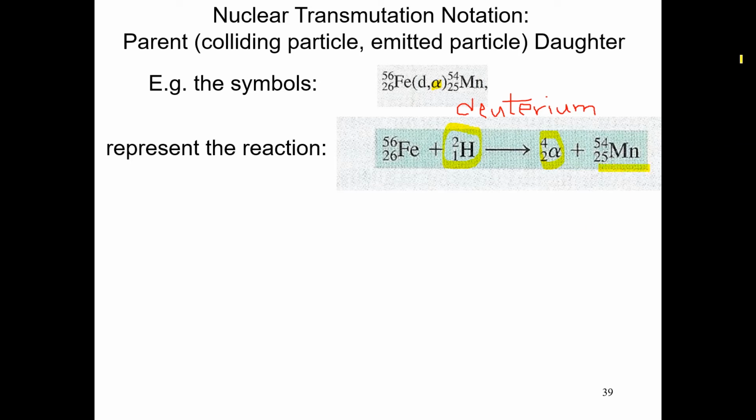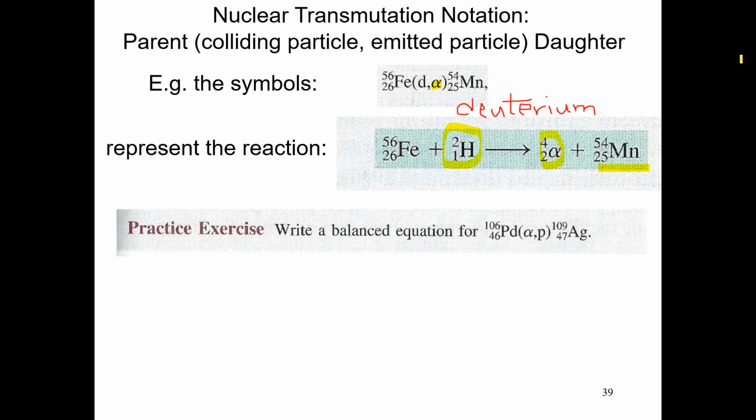Okay, so this is a shorthand notation to represent this reaction. So let's do this. It's a little practice one. Write a balanced equation for the following nuclear transmutation. All right, let's go to our document scanner for this. In this exercise, we're going to write the nuclear equation that corresponds to this notation for a transmutation reaction. Let's zoom in a little bit here so we can see it a little better.